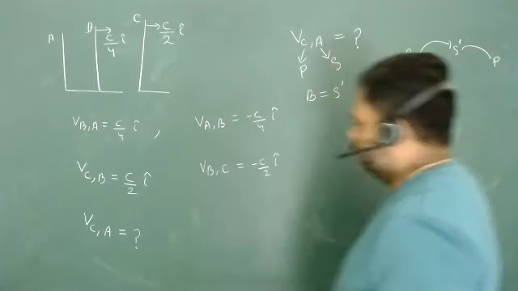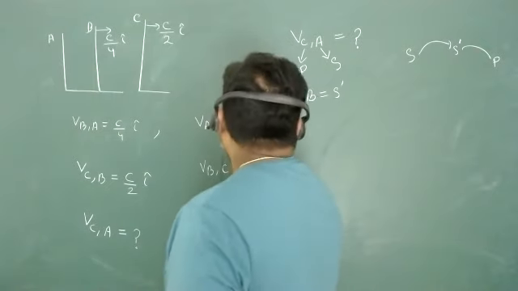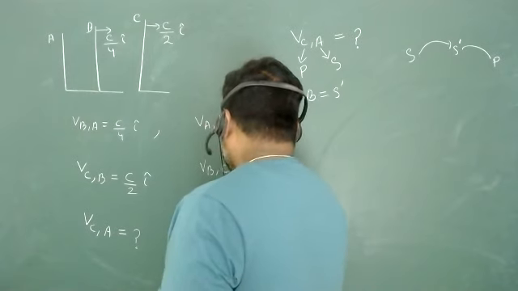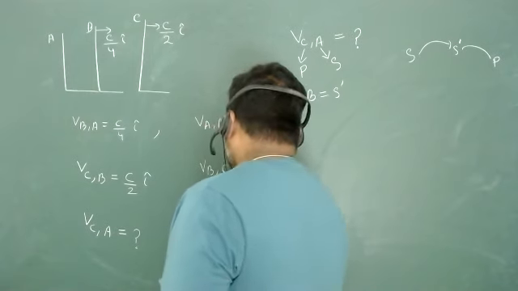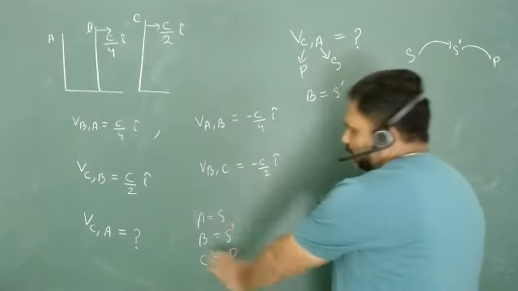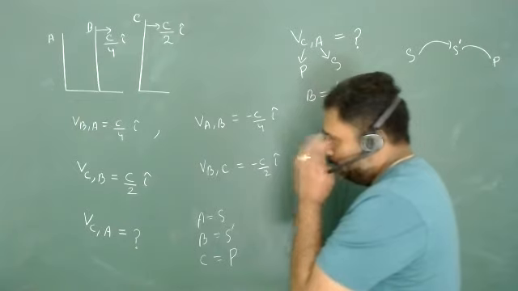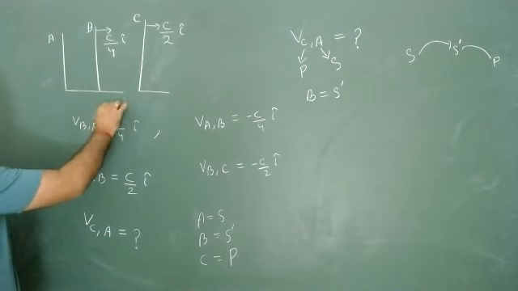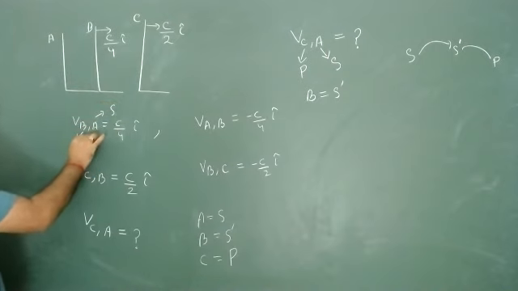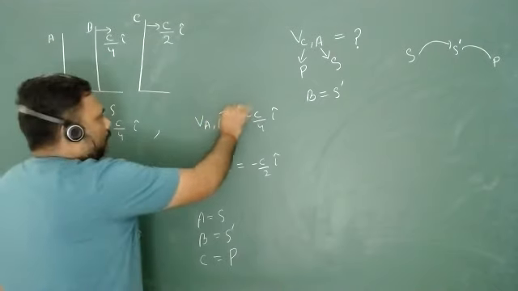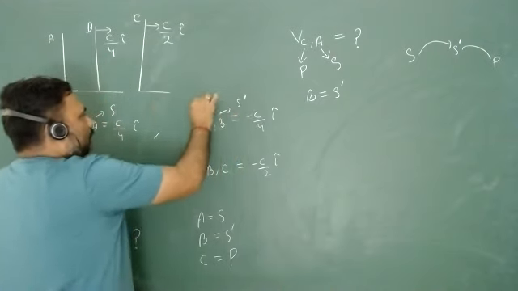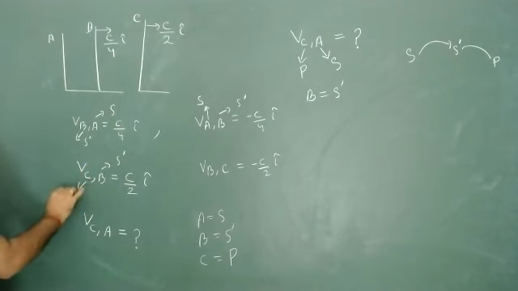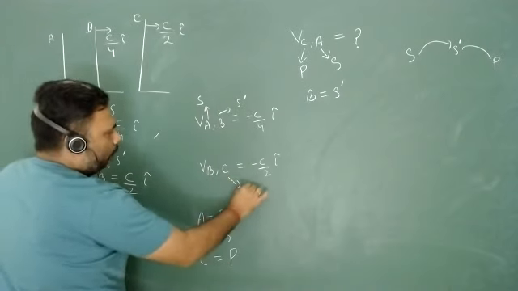So according to notation, I have chosen A as my S frame, B is my S dash frame, and C is my particle. Okay, A is your S, B is your S dash, C is your particle. Now put it here. A is my S frame. B is my S dash. A is S, B is S dash, C is particle.